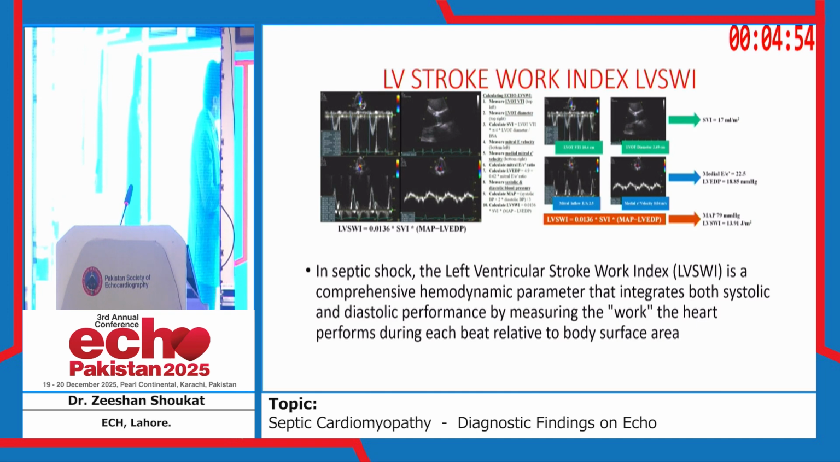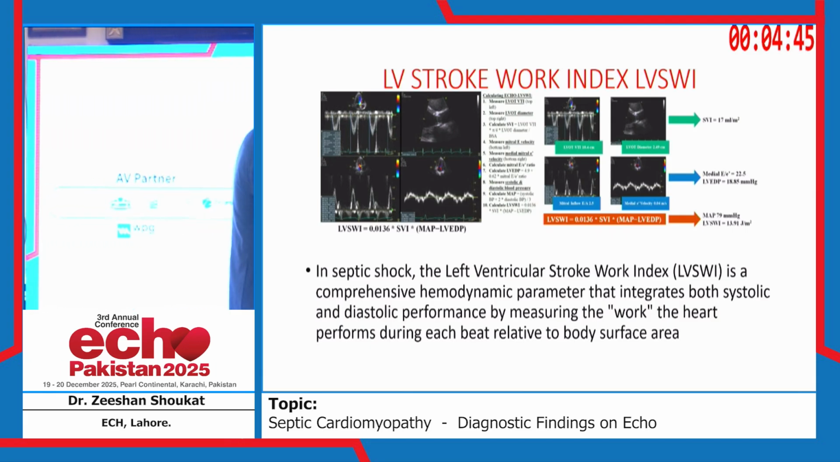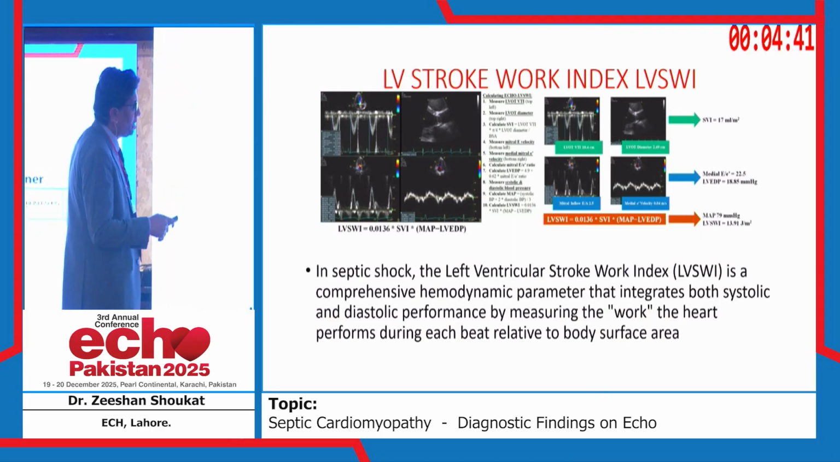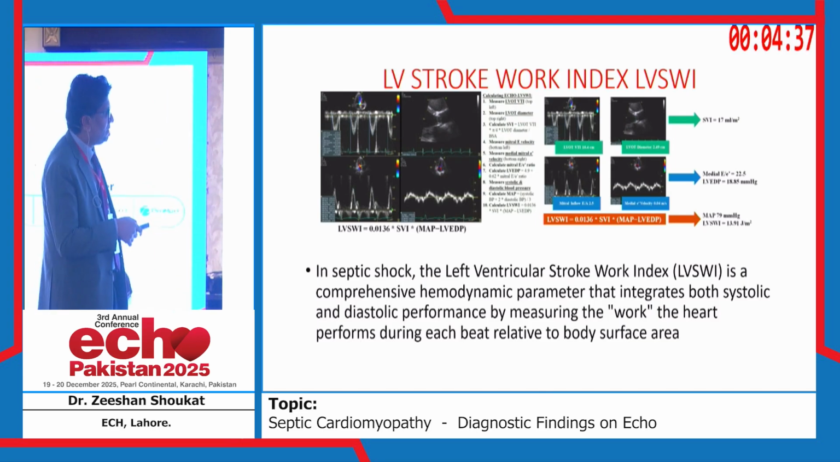E over A, we all know diastology has been talked about a lot. E over E prime: you just multiply your E over E prime by 0.62 and then add 4.9, and that will give you the LV end-diastolic pressure. And mean arterial pressure you should know after systolic and diastolic blood pressure.